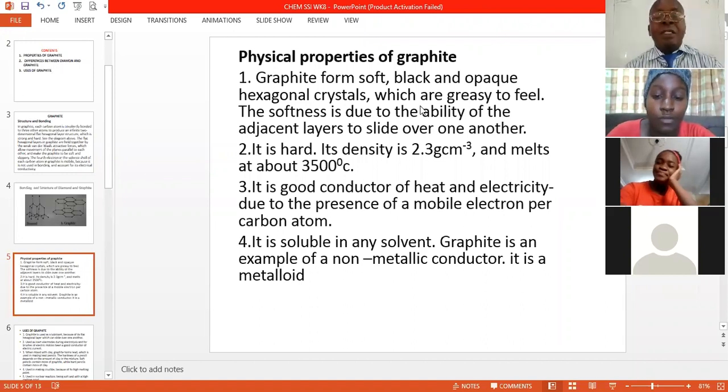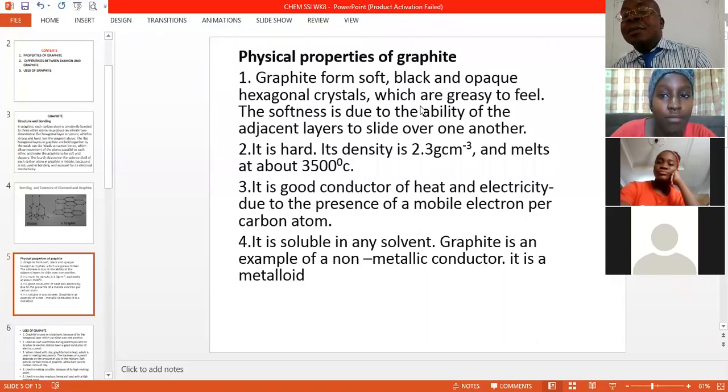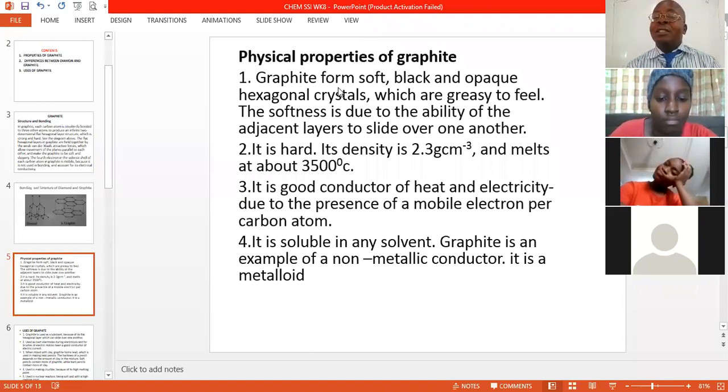Another property of graphite is that graphite is soluble in any solvent. Can you mention any example of solvent you know? Yes, Uma. An example of solvent. Salt. What? I said salt. No, solvent. Water is solvent. Kerosene is an organic solvent. Petrol is also organic solvent. So any solvent, graphite is soluble in it.